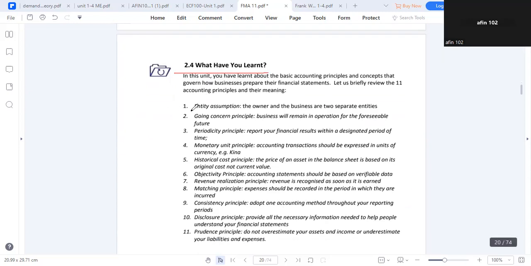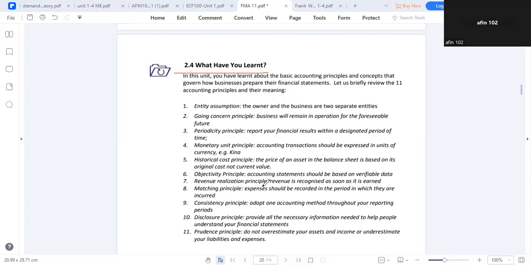So a quick recap, can you remember our entity assumption? The owner and the business are separate. Going concern, business has a foreseeable future. Periodicity concept, report financial reports within a designated period. Monetary concept, transactions must be in currency. Historical principle, record assets at their original cost. Objectivity principle, means statements should be verifiable.